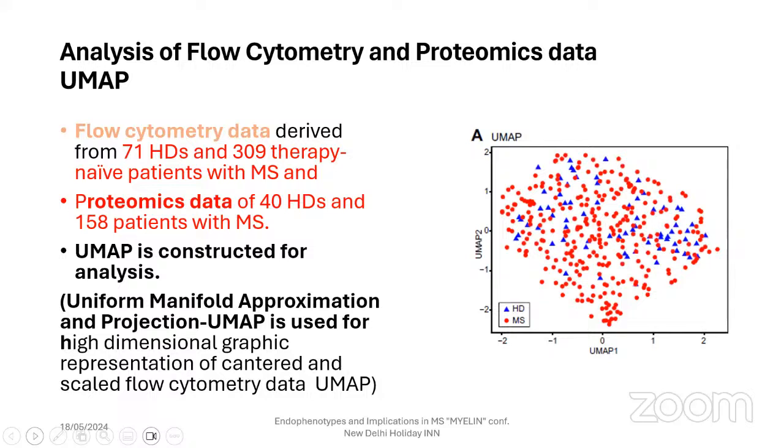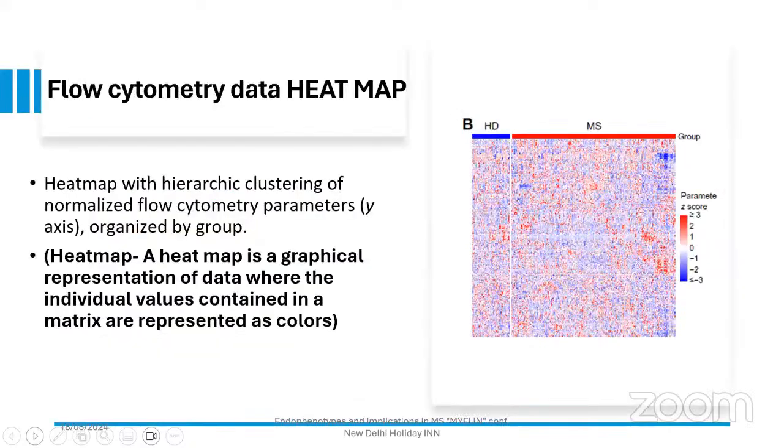So the analysis of this flow cytometry and proteomics data uses what's called UMAP, Uniform Manifold Approximation and Projection. It is used for high-dimensional graphic representation of scaled flow cytometry data. These types of maps I'm going to show you. The flow cytometry data derived from 71 healthy donors and 309 therapy-naive patients with MS, and the proteomics data of 40 healthy donors and 158 patients with MS are studied in detail, and the flow cytometry data are shown in the form of a heat map.